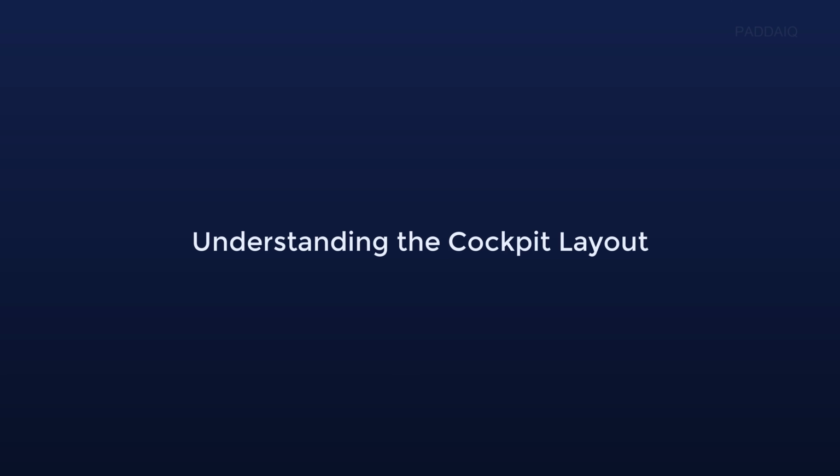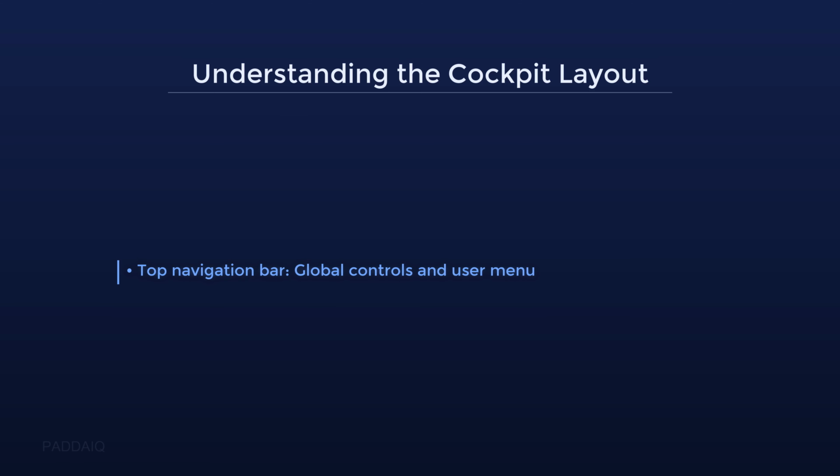Understanding the cockpit layout. Top navigation bar, global controls and user menu. This is the horizontal bar at the top where you manage universal settings and your personal account. For instance, you can switch between different global accounts or check your login profile from here. This area keeps your essential tools and personal options consistently accessible.